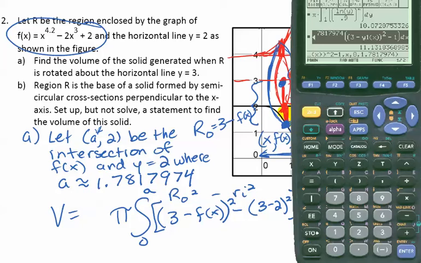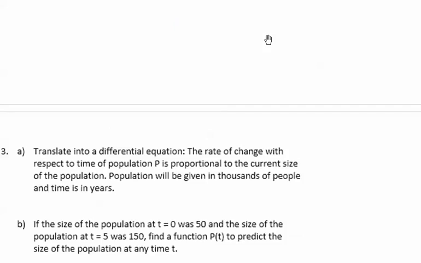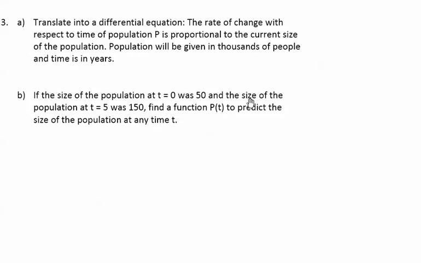Otherwise, 11.1318. If you don't round, you can always give more than 3 decimal places. And we don't know the units, so we need not label them. You could put units cubed if you wish. And notice that I put an approximately equal sign there. That would be another good habit to get into. All right, let's move on.